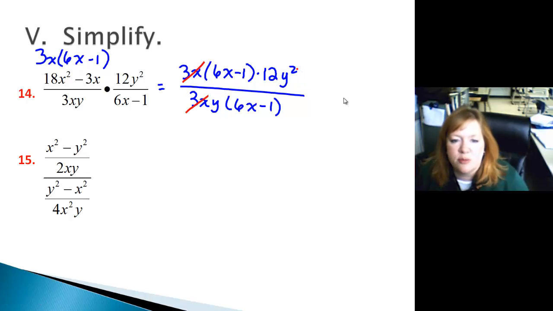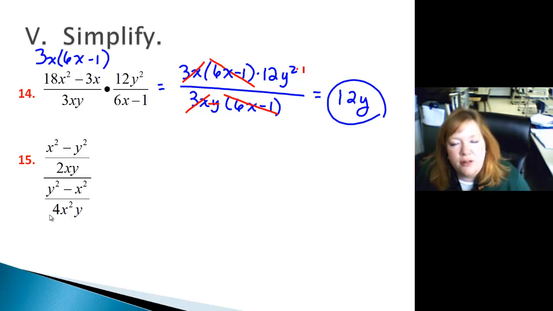So we slash and burn the 3x, slash and burn the 6x minus 1, and then this y will cancel with one of the y's up there. So I'm going to take that y away from the one upstairs. Then I look across, what have I got left? I've got a 12 and a y left. That's it. Done.